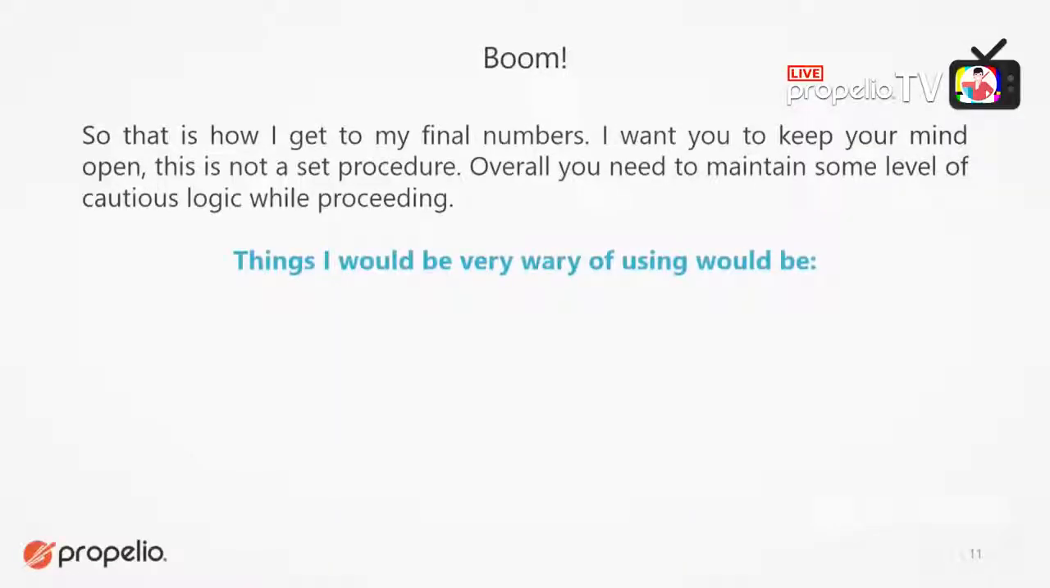Things I would be very wary of using whenever trying to calculate retail value are NADA Blue Book values. If you've ever heard of NADA Blue Book, they have values for mobile homes. Do not use them. They are not a good solution. It's just not. Kelley Blue Book values, same boat. Not a good solution. And then other homes available in your market.